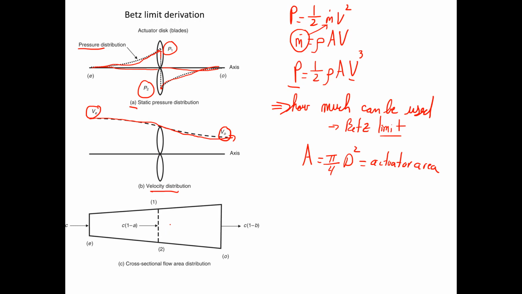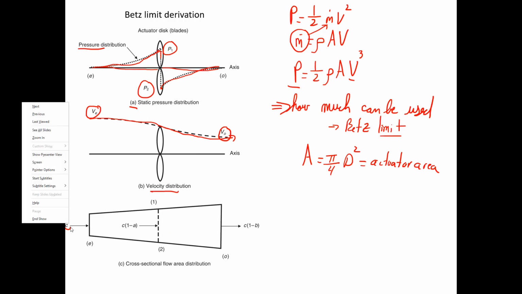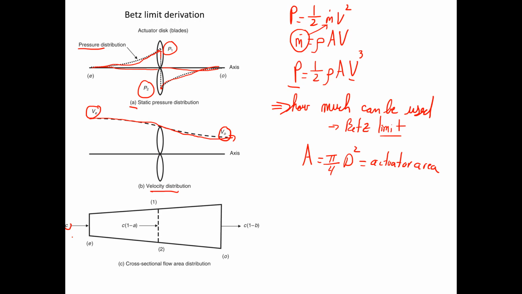So let's say that the incoming wind speed is quantified as C. Okay, so C is our incoming wind speed. As we come in, we know that the wind speed decreases to a certain point when it hits the turbine. We're going to call that C multiplied by 1 minus A. A is some sort of airspeed reduction parameter. And then as you go further out from the turbine, you can see that the wind speed continues to decrease. Far out from the turbine, the wind speed would be C multiplied by 1 minus B.